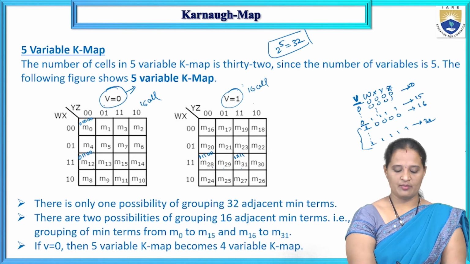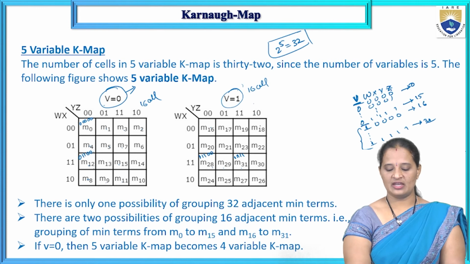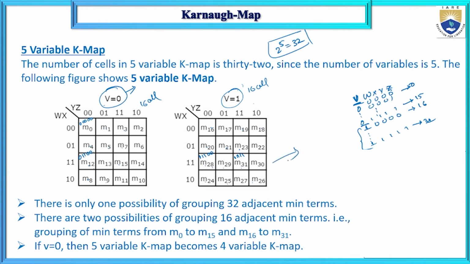So M0, M1, M3, M2, M4, 5, 7, 6, 8, 9, 11, 10, 12, 13, 15, 14, and 16, 17, 19, 18, 20, 21, 23, 22, 28, 29, 31, 30, 24, 25, 27, 26. This is the 5 variable K-map. So what is the maximum possible group that I can form in a 5 variable K-map?